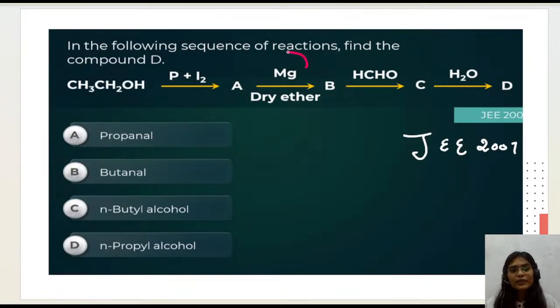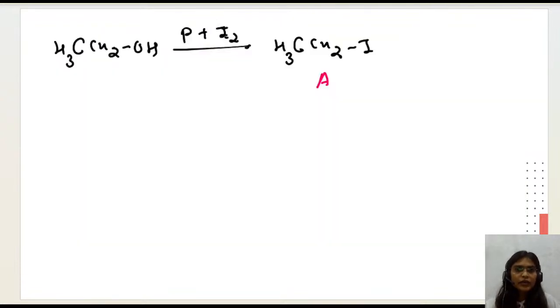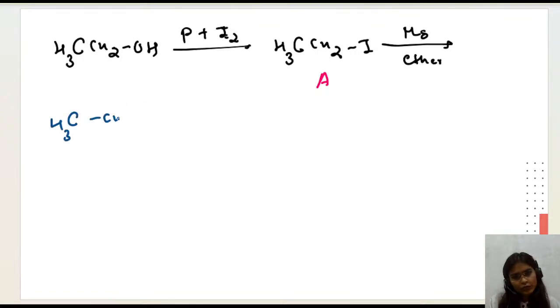Now you have to add Mg, like Grignard reagent we want to form, right? As soon as you add Mg, as we know, you use it in ether or dry ether, make sure, okay? And then what we are getting is simply Grignard reagent formation. So this is CH3, CH2, Mg and iodine there. Okay, and the next step we are using formaldehyde.